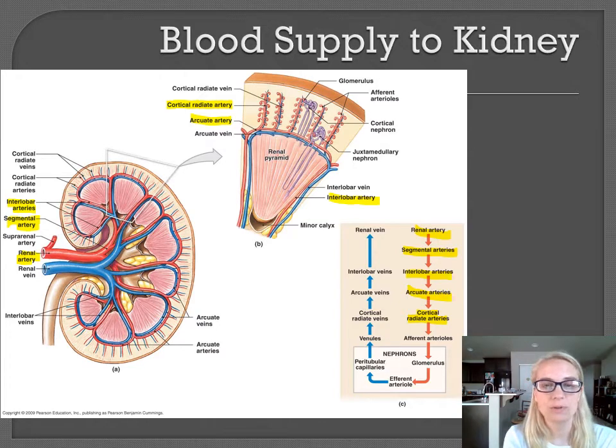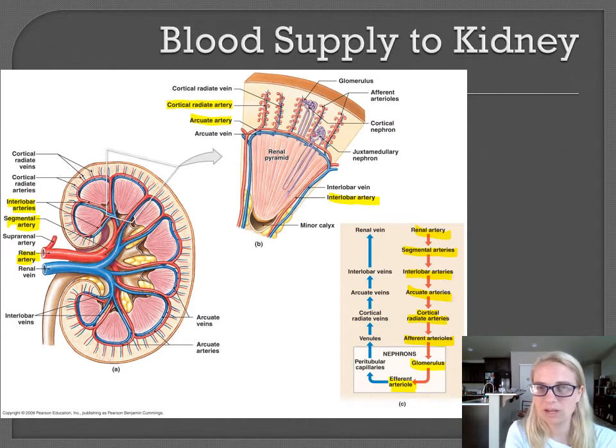So now we're getting into things that are microscopic. We can't really see it on this picture. We'll see it on another one. But just know that the cortical radiate arteries branch into their arterioles. And then we have a capillary bed called the glomerulus, but this is not a gas exchange capillary bed. This is the filtering capillary bed. Then that capillary bed is drained by an efferent arteriole.